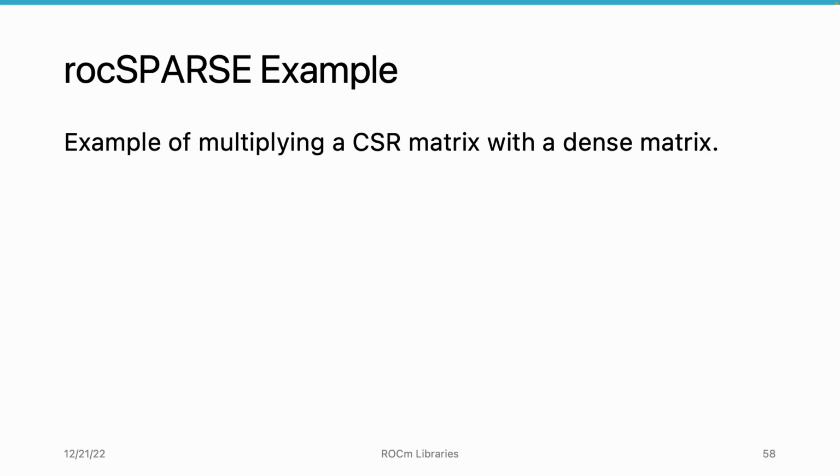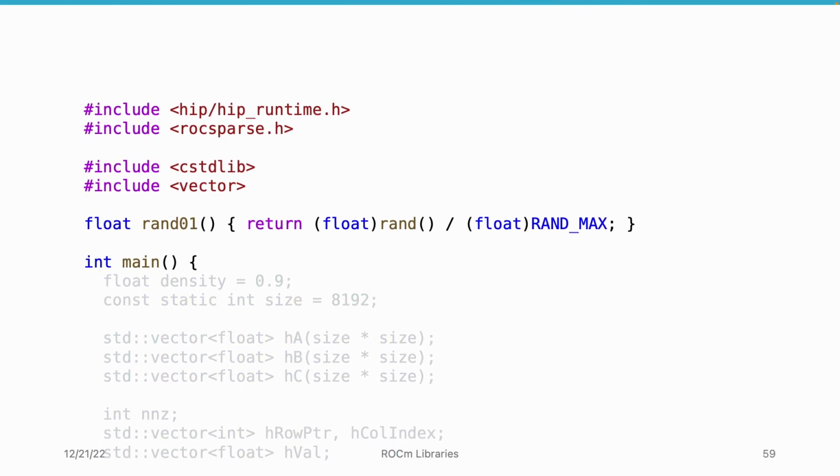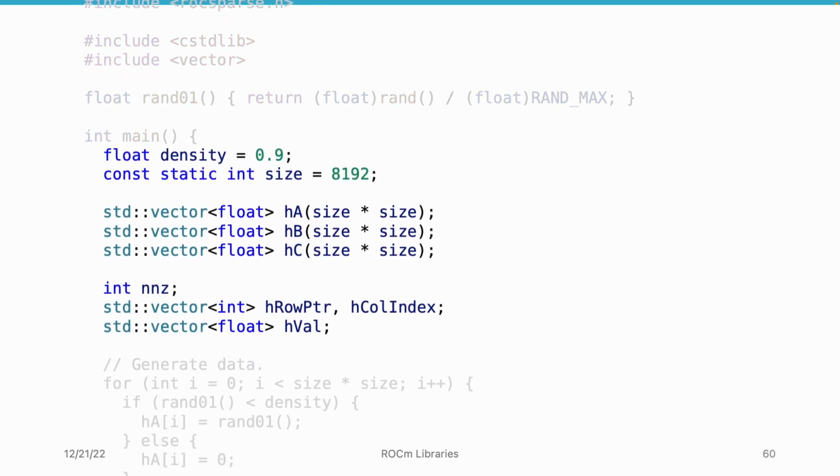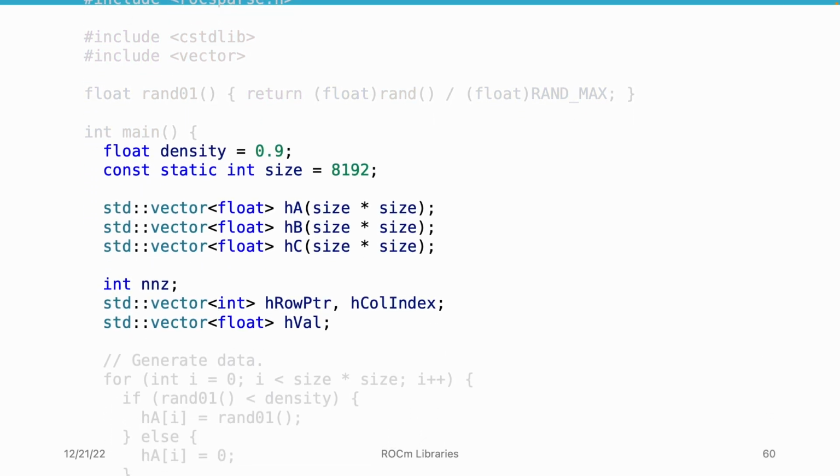Let's start with this example of multiplying a CSR matrix with a dense matrix. So at the beginning, it's very similar to the rocBLAS library. We include the HIP runtime and the rocSPARSE header file. We also need the cstdlib and vector libraries. In the main function, we assume density is 0.9 and the size is 8K. So we want to keep consistent with the previous example in the rocBLAS video. We have 3 matrices, hA, hB, and hC.